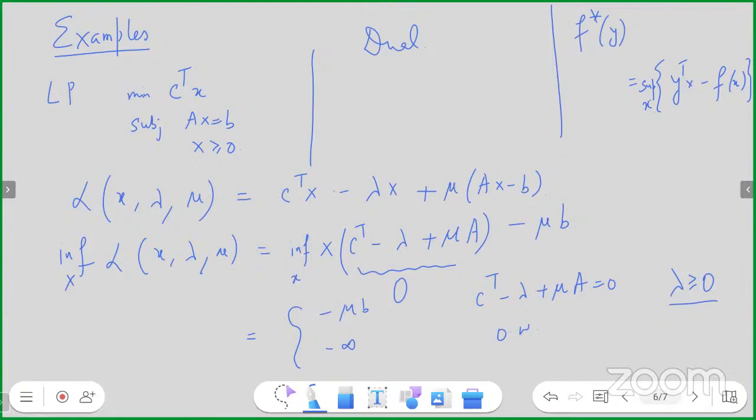Why are we not done yet? All we have to do is to maximize this while respecting the constraint. You got our g function. And what's the dual? It's just to maximize minus mu b subject to the constraint that lambda is greater than or equal to 0 and c transpose minus lambda plus mu a equals 0. There's nothing else left to be done.